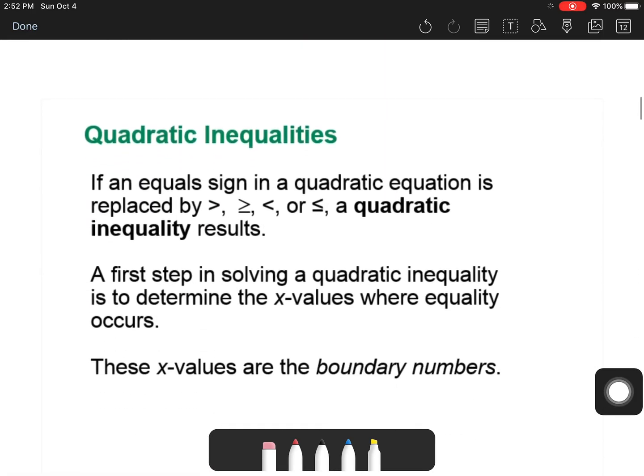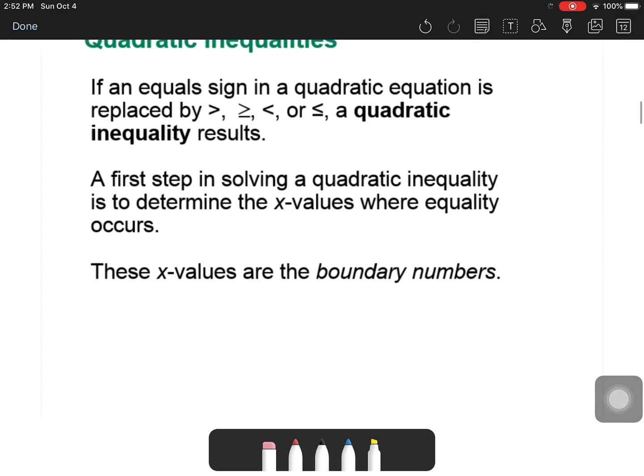numbers. Okay, so a quadratic inequality, it's going to be a quadratic equation, except rather than an equal sign, you'll have one of your four inequality symbols. And it says the first step in solving a quadratic inequality is to determine the x values where the equality occurs. So in other words, solve the equation first, and you'll usually get two x values typically. Maybe you just get one. But those are your boundary numbers, okay? And those are going to be a real important part of the answer, but not the only part of the answer.